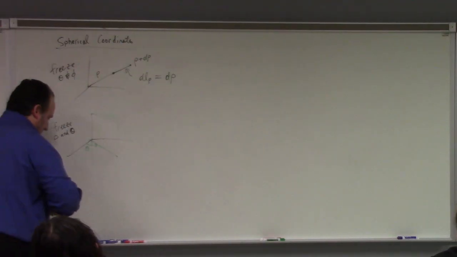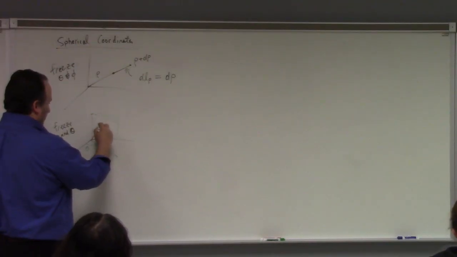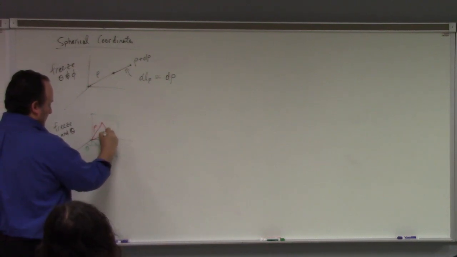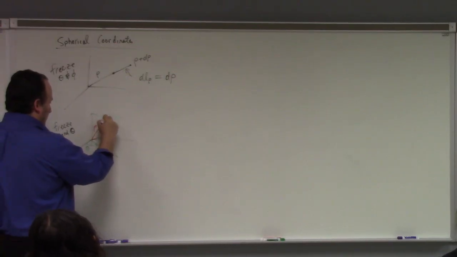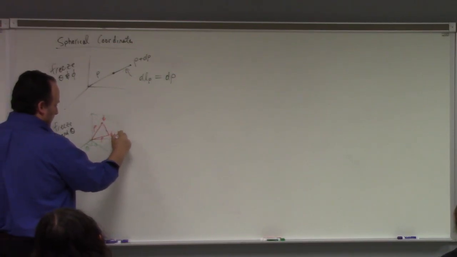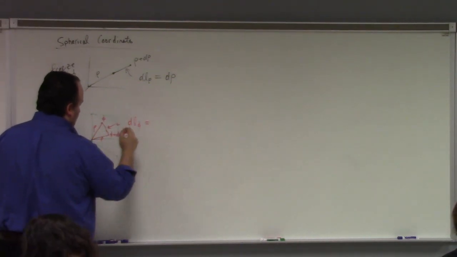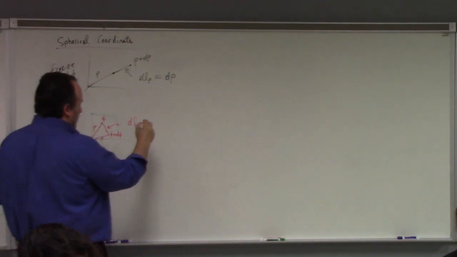And then I'm freezing rho, right? So I'm like here, and I'm sweeping down here. Still rho, but I've gone from phi to phi plus d phi, right? The question is, what's the length of that? dl phi would be what? The radius that we're sweeping is rho, and the angle subtended is d phi, so dl phi is rho d phi.